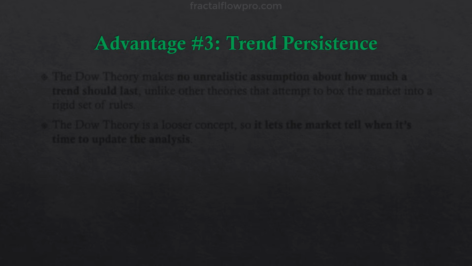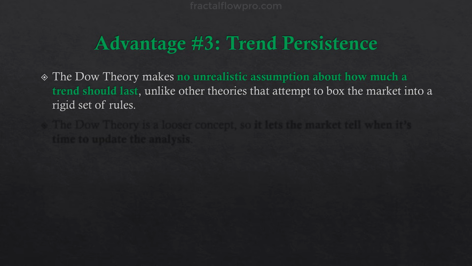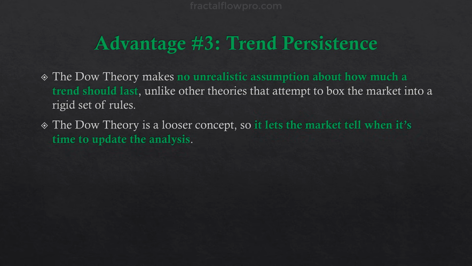The third advantage relates to the fact that the Dow theory makes no assumption about how much a trend should last. Some theories, like the Elliott wave theory for example, make bold assumptions about how many waves a trend should have and the ratios between the various waves. The Dow theory is a much looser method. It assumes that the trend can persist until there is a clear reversal and confirmation signal. That is a much simpler and much more effective way of thinking because it lets the market show when it's time to update the analysis and not the other way around.